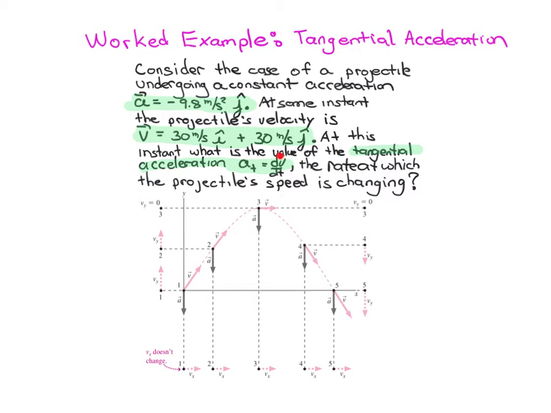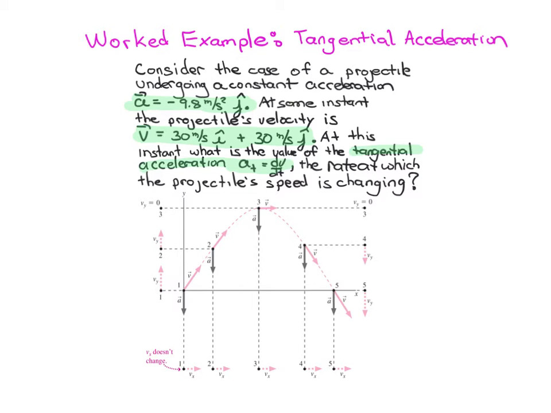And by definition, what we mean by tangential acceleration is the rate at which the speed of the object is changing. That is dv/dt, where v is the speed of the object. So is there enough information here to answer that question? And of course, the answer is yes. So let's see how this works.